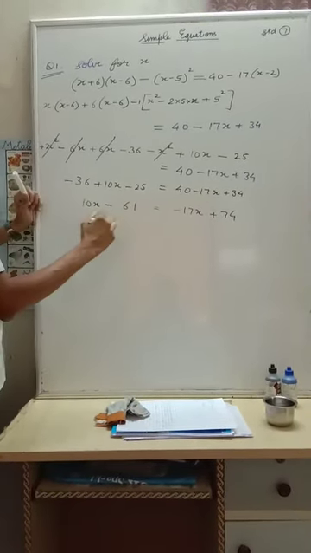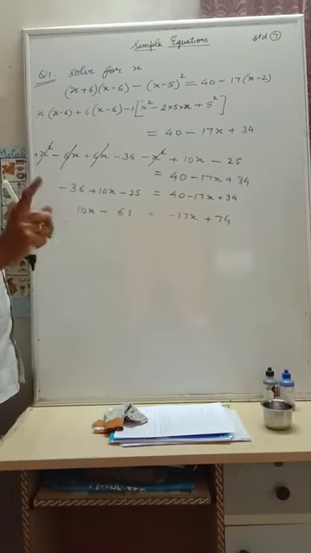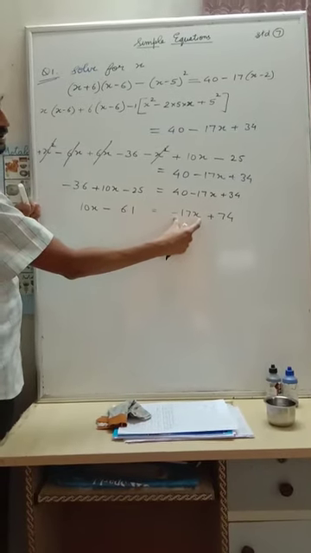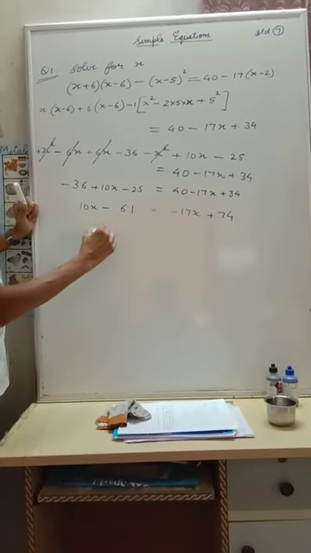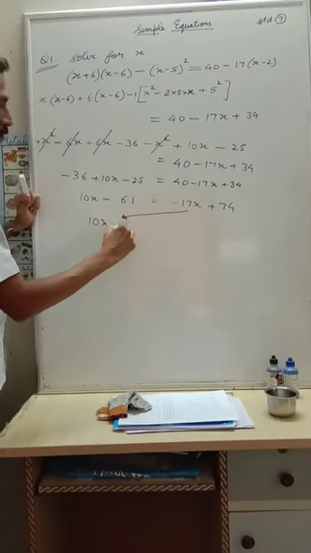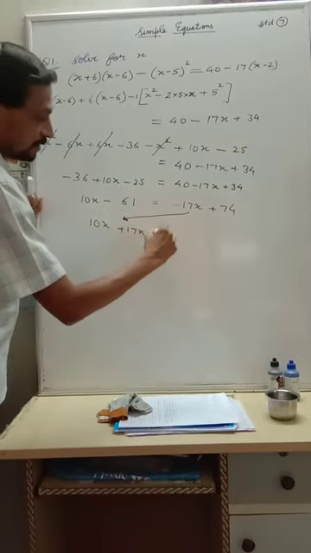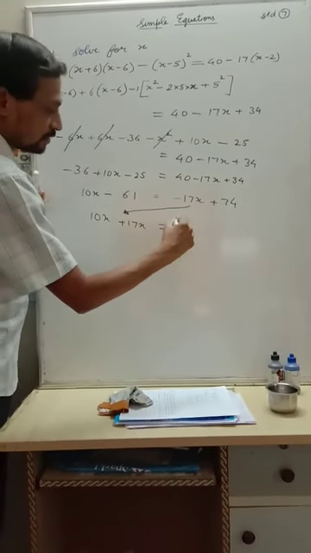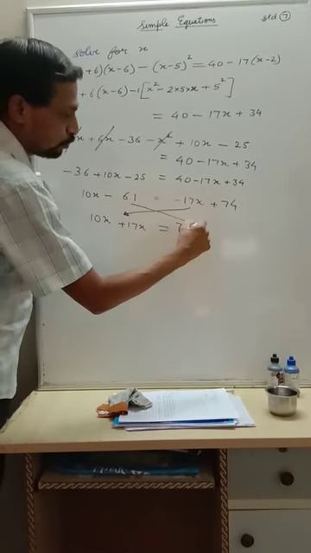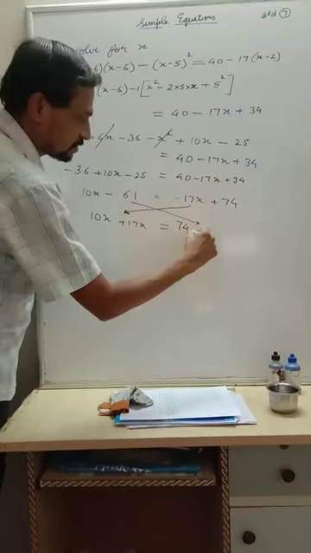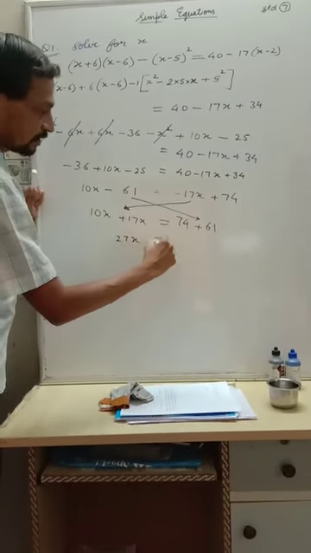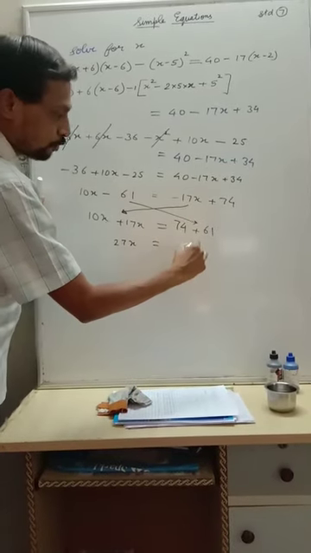The next will be, see, what I will do is transposition. I taught you a couple of minutes back. So what you have to do is shift this minus 17x to the left hand side, so it becomes 10x plus 17x. Then the equal to sign as it is, this 74 as it is. Then this minus 61 shifted to right hand side, so it is plus 61. So 10x plus 17x, that is 27x, is equal to 74 plus 61.